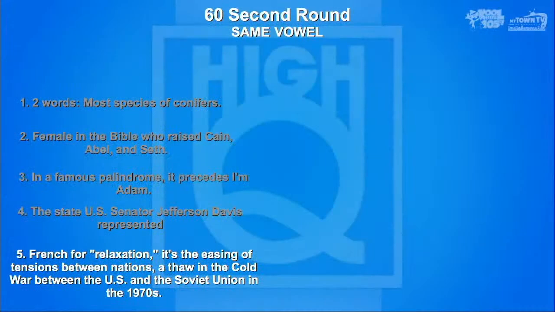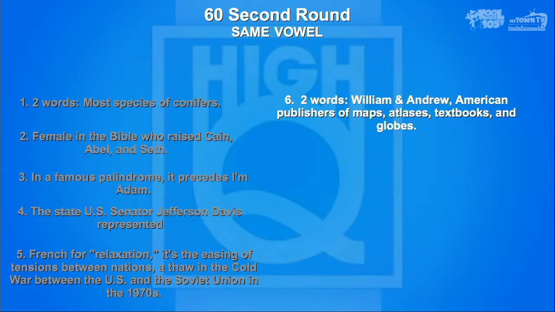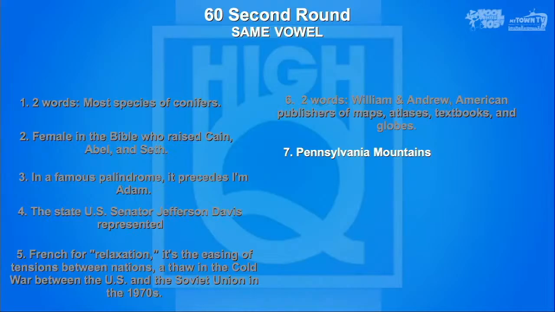All I's in that. French for relaxation is the easing of tensions between nations, a thaw in the Cold War between the U.S. and the Soviet Union in the 1970s. Pass. It's détente. All E's in that one. Two words, William and Andrew, American publishers of maps, atlases, textbooks, and globes. No answer. Rand McNally. Pennsylvania Mountains. Answer? Allegheny. Poconos. All O's there. Atomic nucleus part. That's electron. Proton. Proton is right. So you picked up two of theirs, and that brings you to 170.